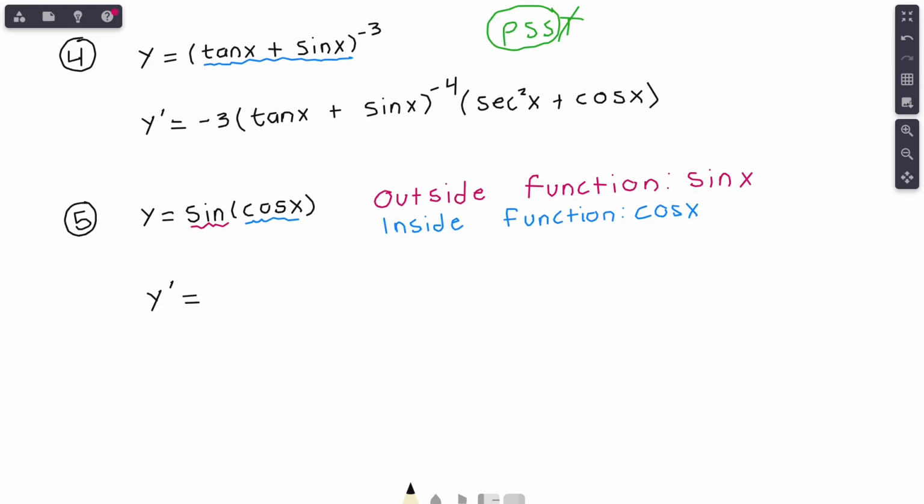So the derivative of the outside. The outside function is sine, so the derivative of the outside function is going to be the derivative of sine. The derivative of sine is cosine. So I'm going to have cosine. You always keep the input the same when you're taking the derivative of the outside function. You don't change it.